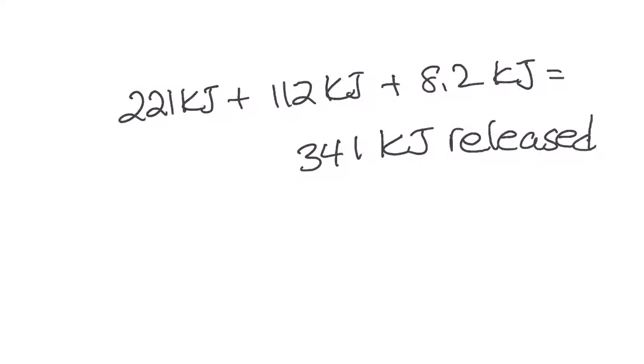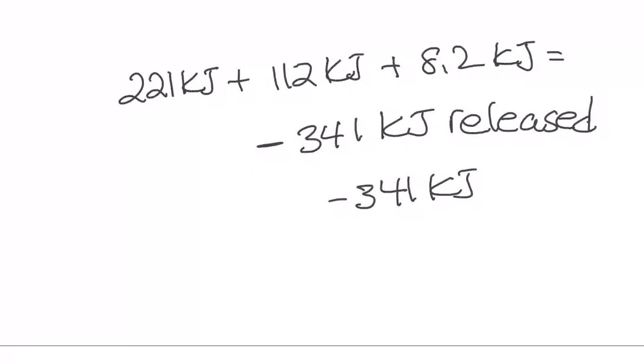And if you want to put a sign on that, if it's being released, that means it's coming out of the system. That means it's exothermic. That means it could have a negative sign. So you can say either 341 kilojoules are released, or you can just say negative 341 kilojoules, because the negative replaces the word release. That tells me it's coming out of the system. So there you have it. Not too hard. It just takes a little time. So be patient with yourself and you can get these correct.